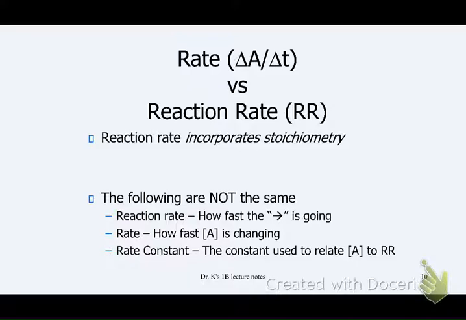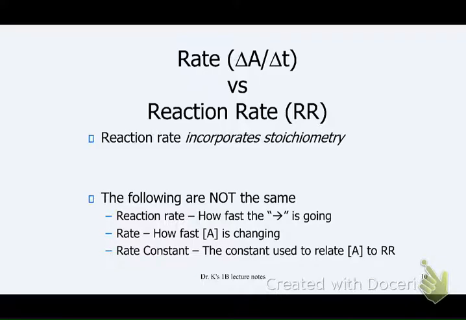The rate is just the slope, but for the reaction rate, we want it to be a positive number. So that's why we put the negative sign in there, so it would be a positive number. Okay. So then I made a little note here. Reaction rates also have to incorporate stoichiometry, so I'm going to show you how to do that so that the reaction rates that you calculate for reactants and products give you the same number.